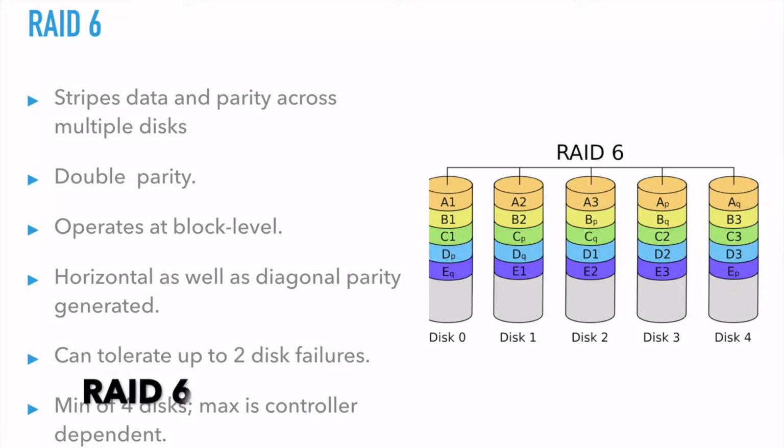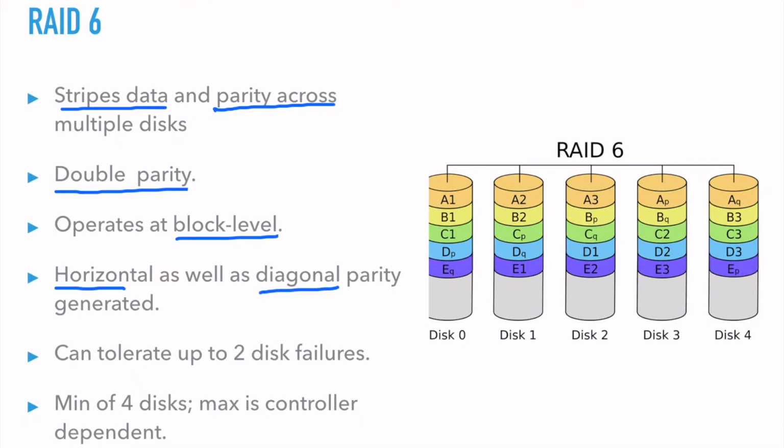Now RAID 6 is very similar to RAID 5. The key difference over here is double parity. That means it has generated two sets of parity for the data. So it does the same thing. It stripes data and parity across multiple disks. It operates at block level. It does horizontal as well as diagonal parity.